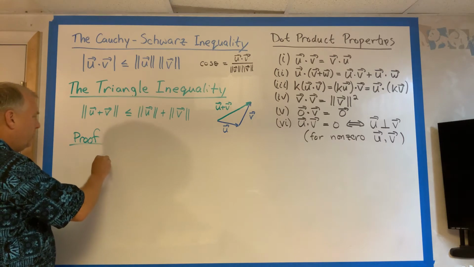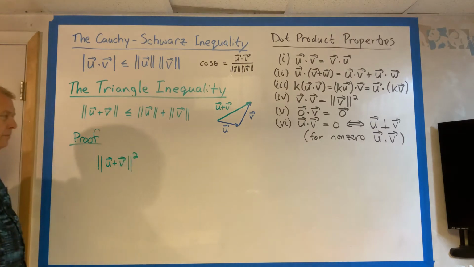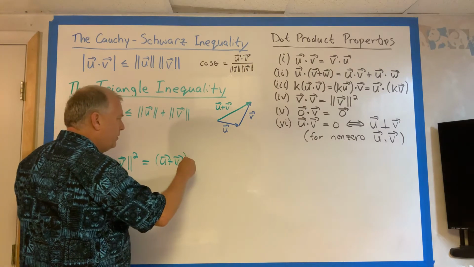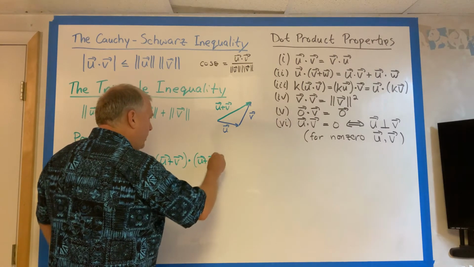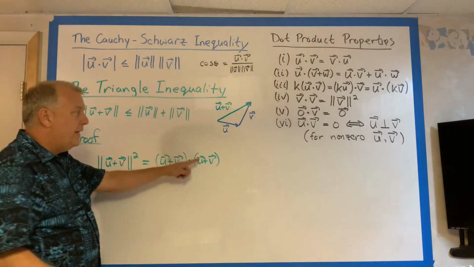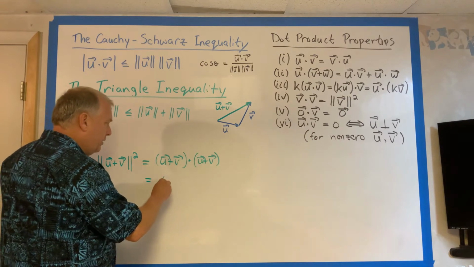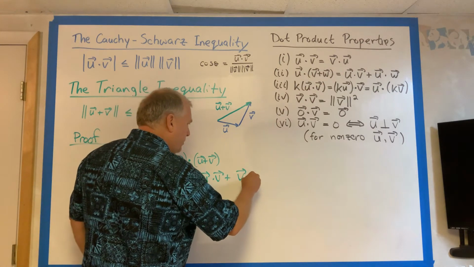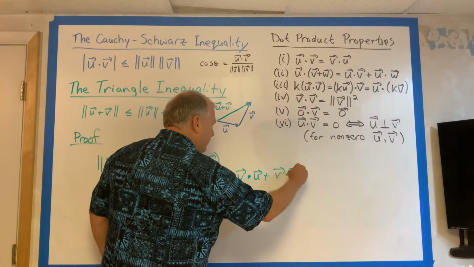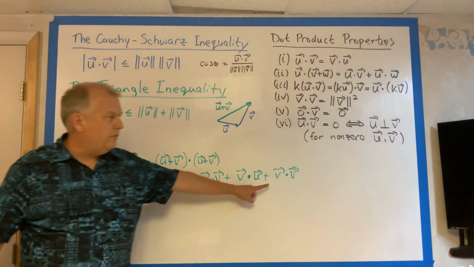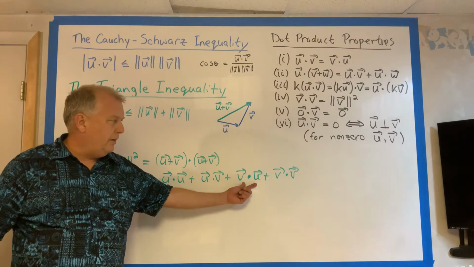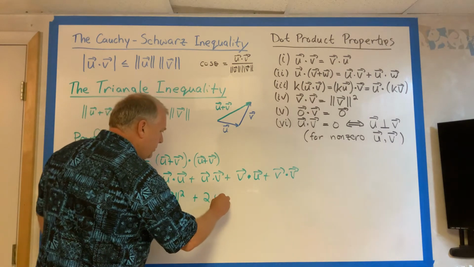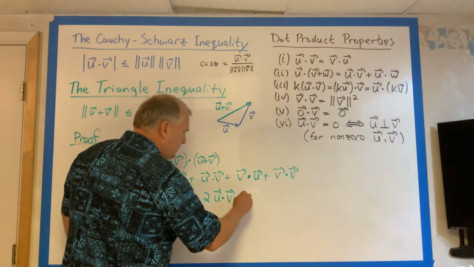So let's consider the magnitude of u plus v squared. It's equal to u plus v dotted with u plus v. And then we use the idea again from rule number 2 that we can expand the dot product here as u dot u plus u dot v plus v dot u plus v dot v. And the u dot u is mag u squared, and the v dot v is mag v squared. In the middle, u dot v and v dot u are the same, so I have 2 copies of that. Mag u squared plus 2 u dot v plus mag v squared.